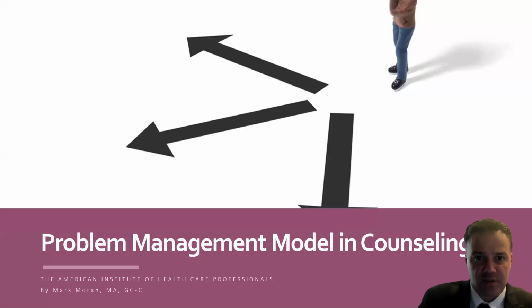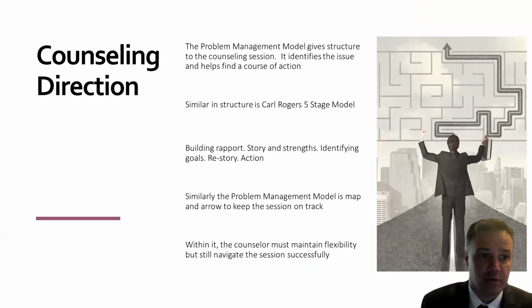It's important, if you're in grief counseling or any of the other mental health counselings, whether it's at a pastoral level or at a clinical level, to have some type of outline, some type of blueprint of where to go. This is what we refer to as our counseling direction, and this is what the problem management model gives. It gives structure, it identifies the issue, and helps find a course of action.